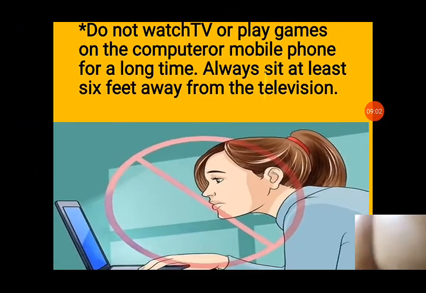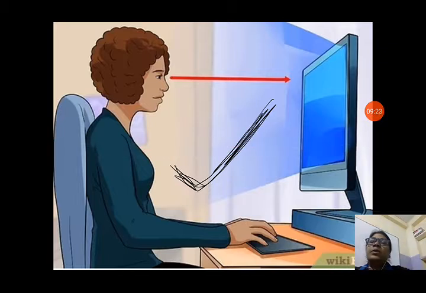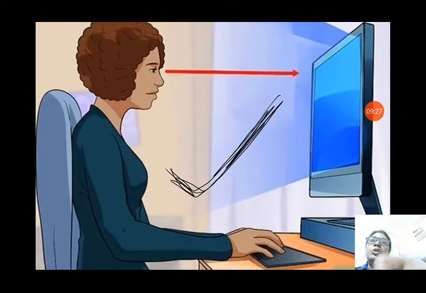Now, next care is do not watch TV or play games on the computer or mobile for a long time. You should not play games on the computer or mobile for a long time because it will strain your eyes. Always sit at least 6 feet away from the television or computer so that it does not strain your eyes. You can see this is correct and that figure was wrong. In this correct posture you should see the distance being maintained.